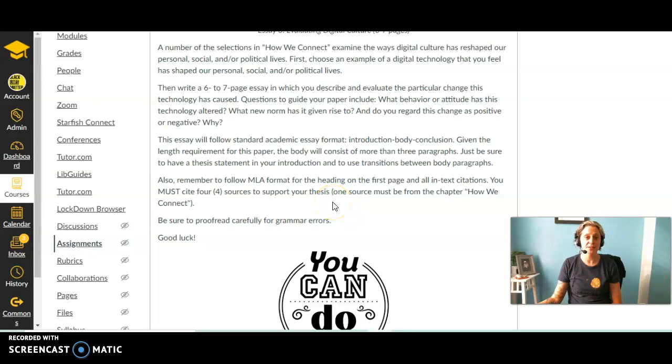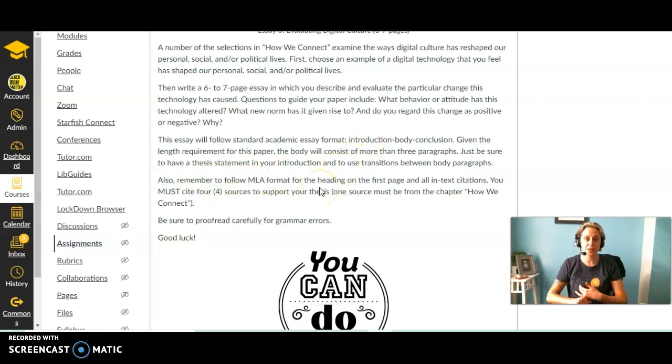Thesis statement should be the last sentence of the intro. And in terms of sources, you're citing 4 sources, and one of the sources has to be from our book, from the chapter How We Connect. The other 3 you're finding on your own, or with the help from our librarian, Nikki Karam. And you do want to make sure that you follow MLA.